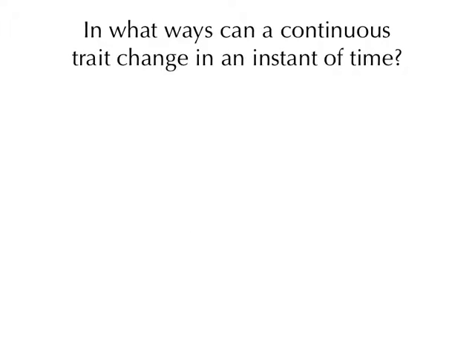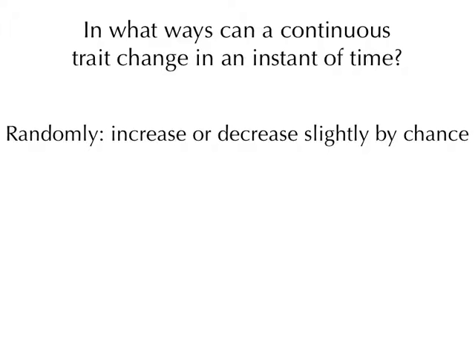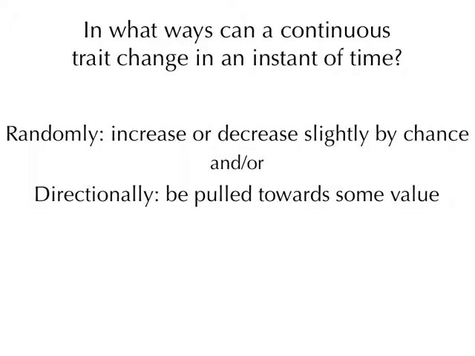Some way to think about how this would happen in a more general case is to think about how a character can change in a continuous instant of time. Continuous trait change in a single instant of time. It could increase or decrease slightly by chance, or it could change directionally, be pulled towards some value we're talking about.